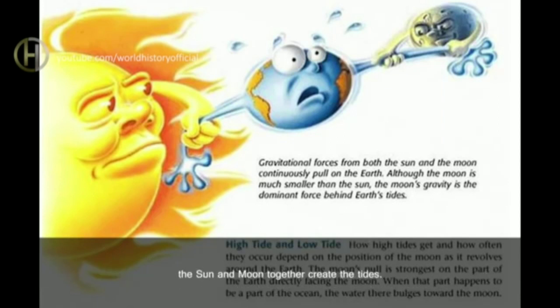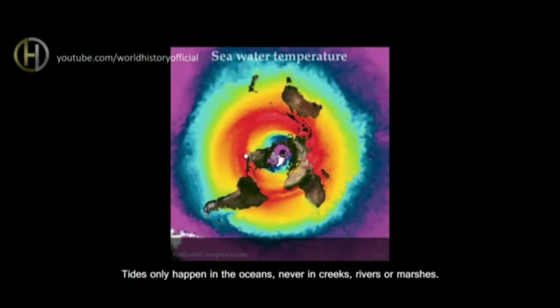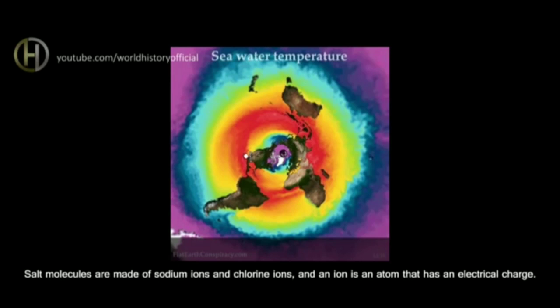The sun and moon together create the tides. The biggest tides are when the sun and moon are both above the horizon and one near to the other. The combination of the sun and moon locations most probably create electromagnetic currents. Tides only happen in the oceans, never in creeks, rivers or marshes. The ocean is made up of salt water, and salt is a conductor of electricity, and therefore has an EMF. Salt molecules are made of sodium ions and chlorine ions, and an ion is an atom that has an electrical charge.